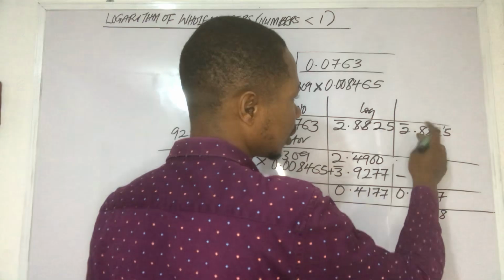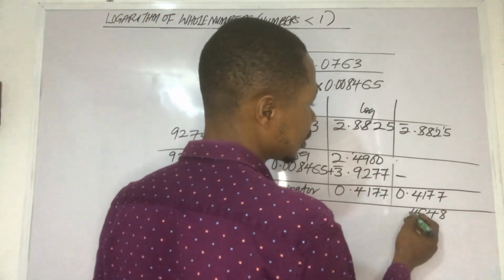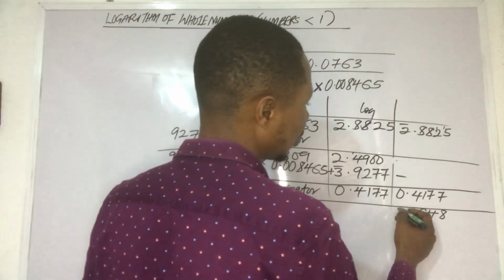8 minus 4, that's 4. Point. Then you have bar 2 minus 0, that will give me bar 2.